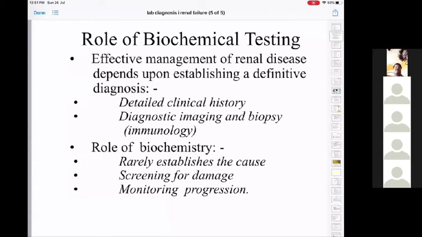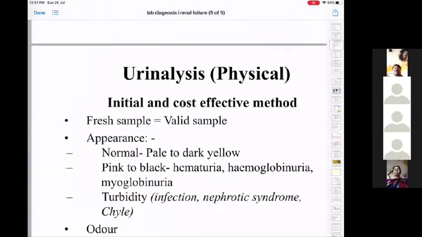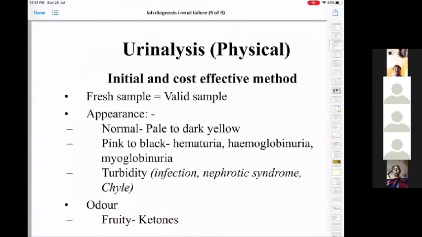The role of biochemistry is also important in the diagnosis and treatment of renal diseases. First is urine analysis, or simply, examination of urine. It is an initial, fast and cost-effective method, meaning a very low-cost method, and any physician or surgeon first prescribes the routine urine test. In routine urine testing, we take a fresh sample, which is the valid sample.